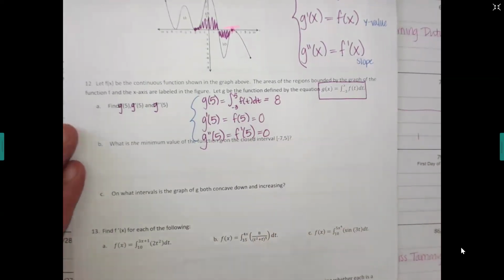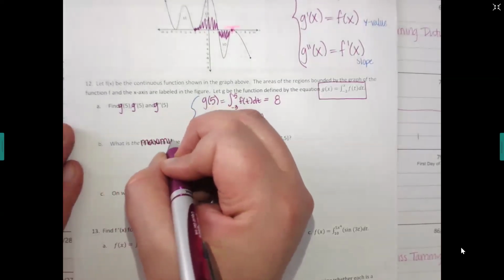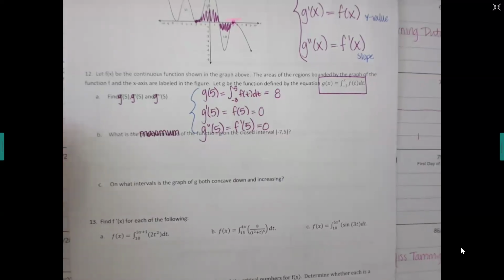Okay, next part says, what is this should say maximum value of the function on -7 to 5. Okay, and then let me also say that if it doesn't say relative, thank you.